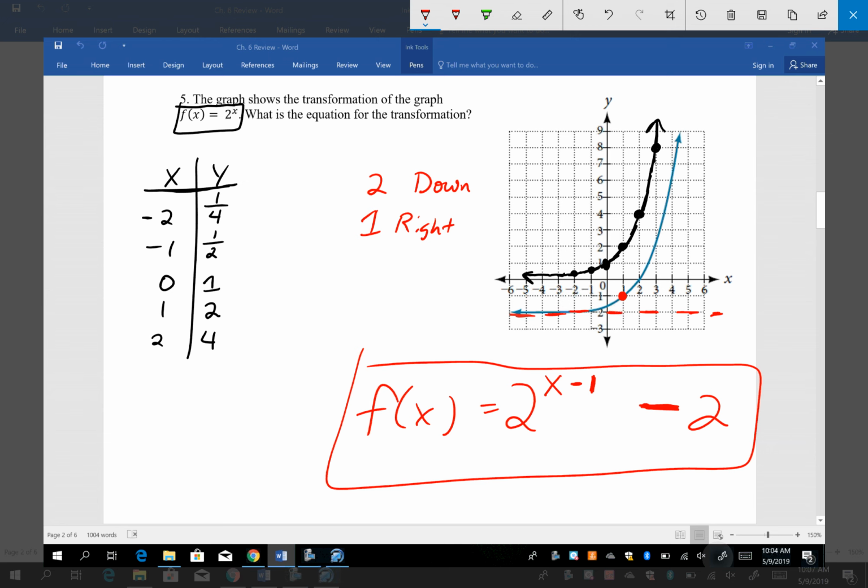That's a tricky one. And you know what I do with tricky ones? I put them on the test.